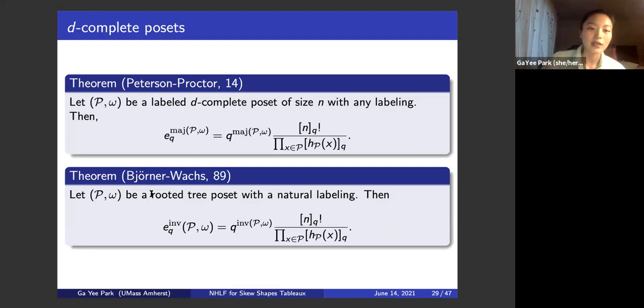First of all, note that this is not for any d-complete poset. This is only for rooted tree posets, and with a very particular type of labeling called natural labeling. Natural labeling of a poset is if x is greater than y in the poset, then the labeling of x must be greater than the labeling of y. That's natural labeling. So for the inversion case, there are all these conditions, but for the major index case, it seems like everything works really well.